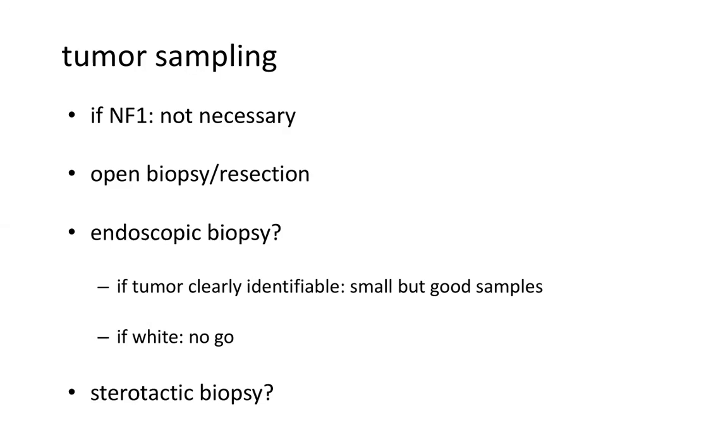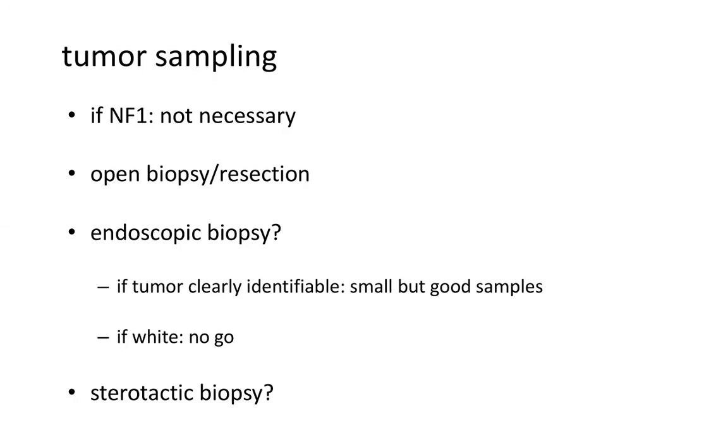As said before repeatedly, if there is NF1, it's not necessary to obtain tumor sampling initially. However, it can be necessary secondarily in case the tumor does not respond to the first-line chemo. In other cases, we do an open biopsy or we do a tumor resection, and we get the tumor samples this way. We can sometimes do an endoscopic biopsy.